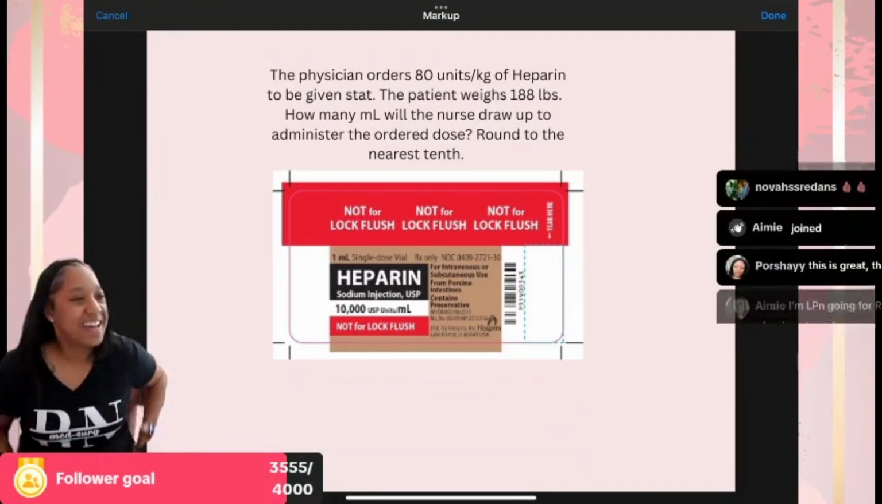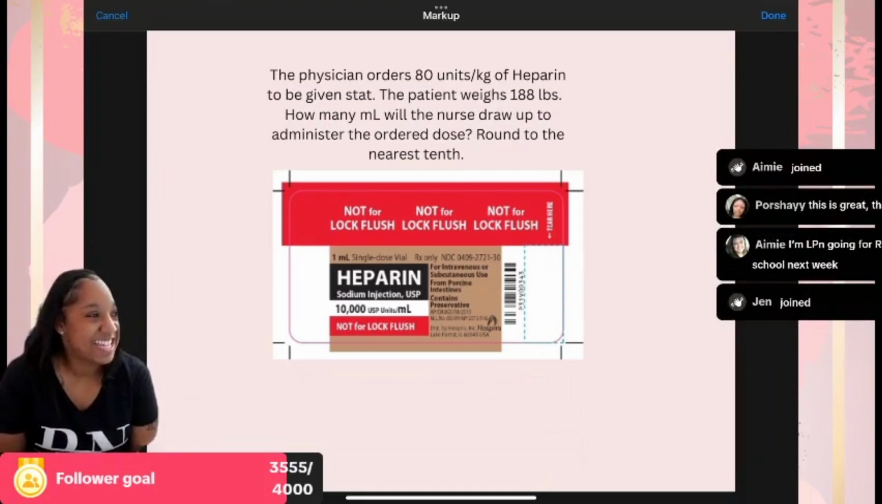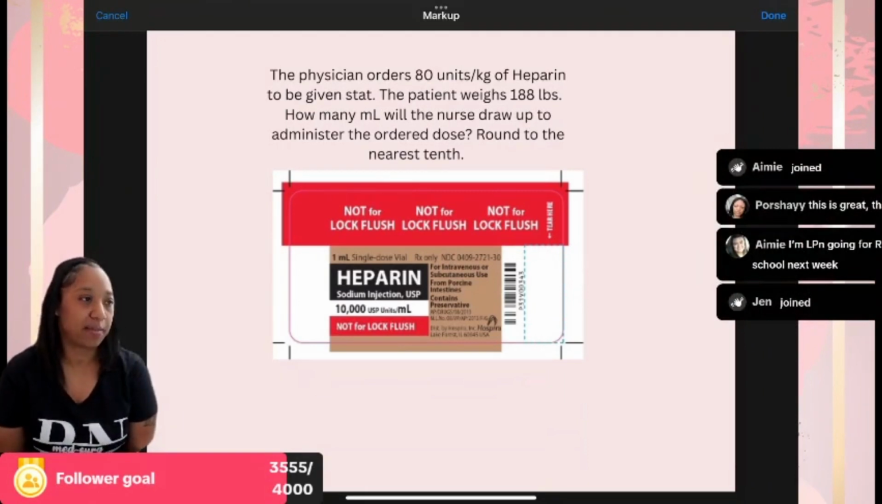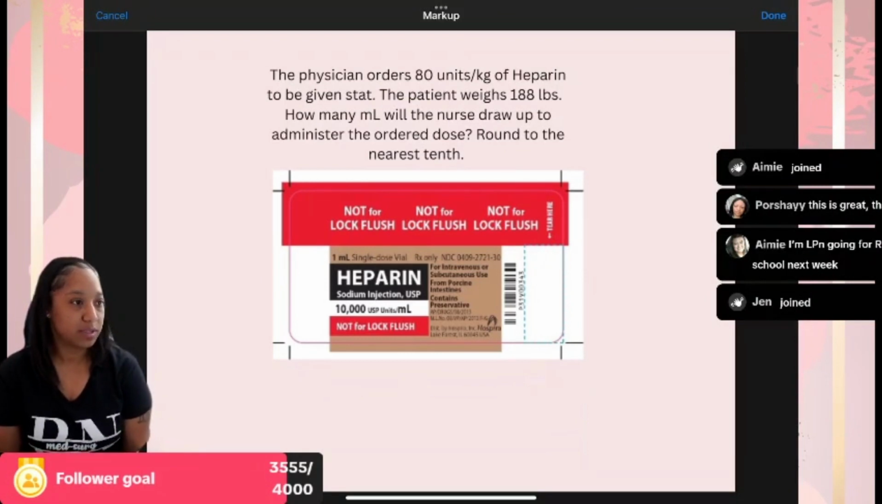Okay, of heparin, and it's to be given stat. The patient weighs 188 pounds. How many mLs will the nurse draw up to administer the ordered dose? And we're rounding to the nearest tenth.